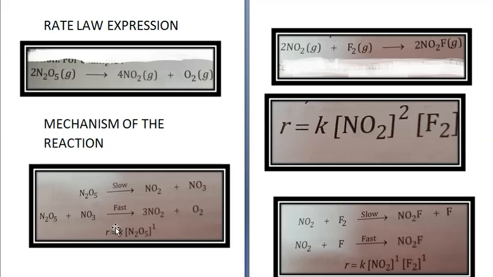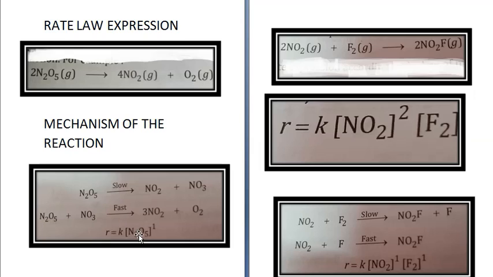So rate of reaction in this case becomes R is equal to K [N2O5], and the stoichiometric coefficient here is 1. So the above expression is the rate law expression or rate equation. Let us take another example.